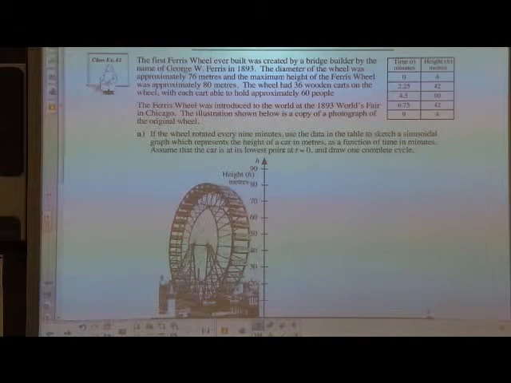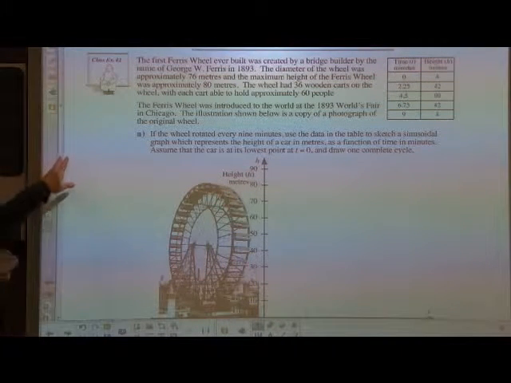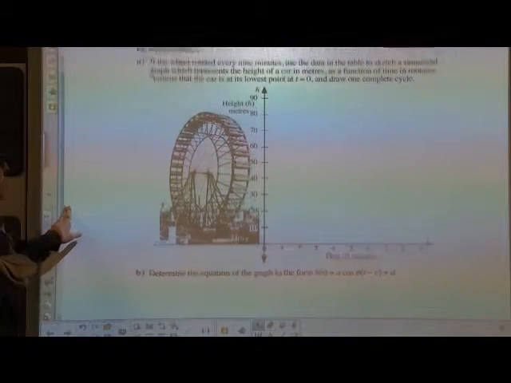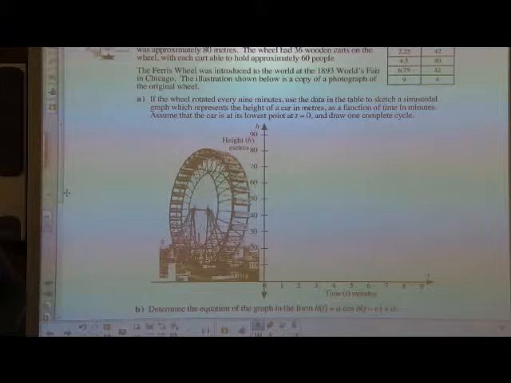Okay. The Ferris wheel was first introduced at the World's Fair in Chicago in 1893. The illustration is a copy of the photograph of the original wheel. The wheel rotated every 9 minutes, so it took 9 minutes for it to go through one rotation.